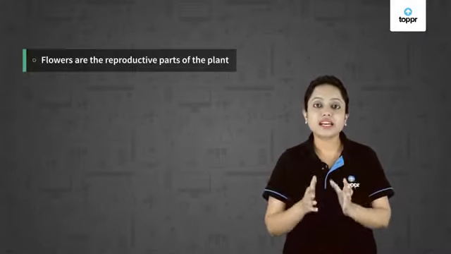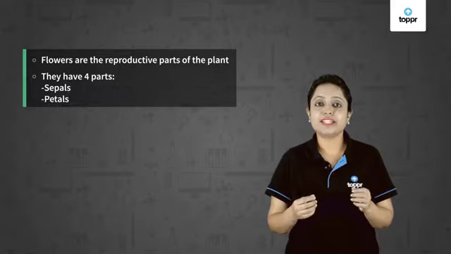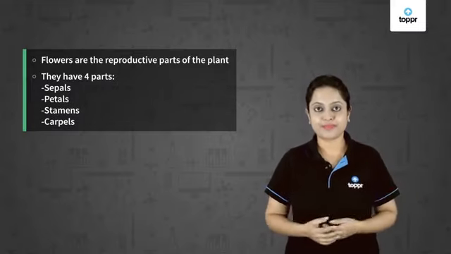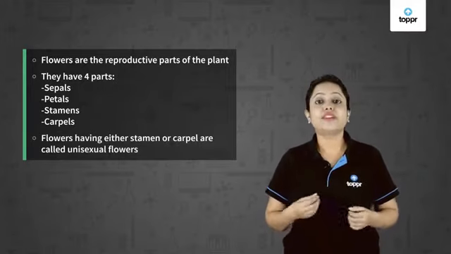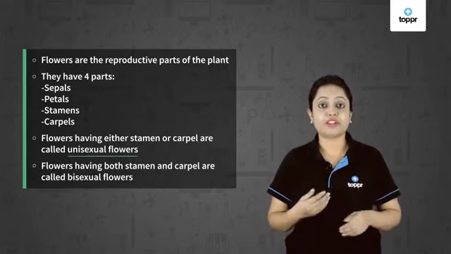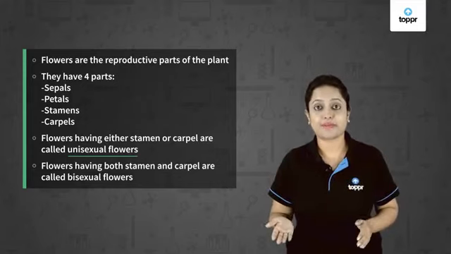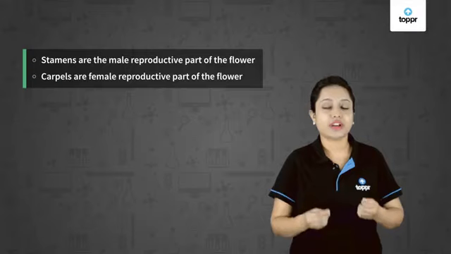Let's have a quick glance at the lesson. We have studied that flowers are the reproductive parts of the plants. These flowers consist of 4 parts: sepals, petals, stamens and carpels. Out of these, stamens and carpels are the reproductive parts of the plants. Flowers having either stamen or carpel are called unisexual flowers, while flowers having both stamen and carpel are called bisexual flowers. Then we studied in brief about both stamens and carpels. Stamens are the male reproductive part of the flower, while carpels are the female reproductive parts of the flower.